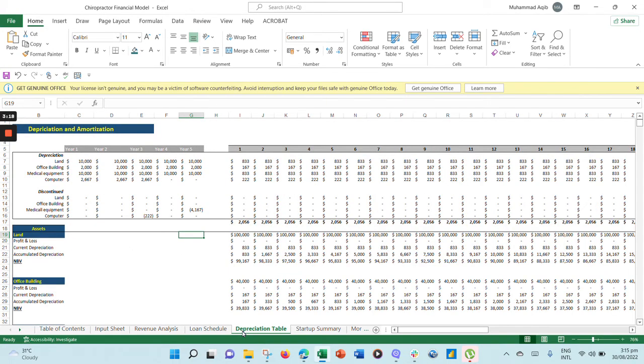Moving on to the depreciation table, it allows the chiropractor to evaluate its fixed assets and depreciate them on a monthly basis. Furthermore, this also accounts for discontinued assets, which would allow fair representation of the financial statements.